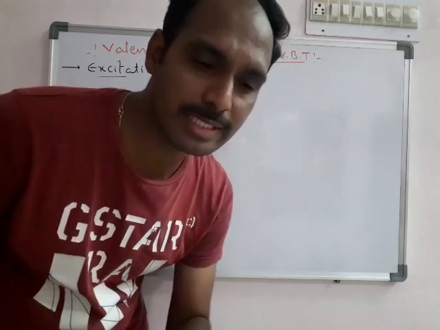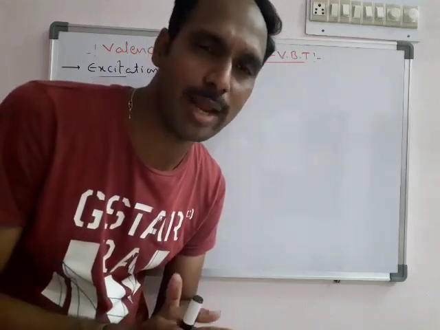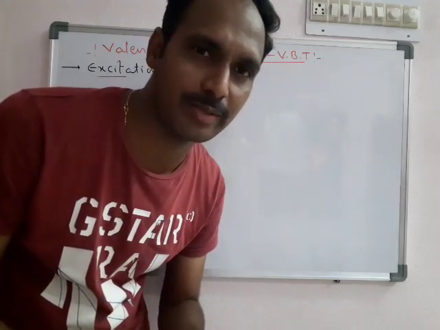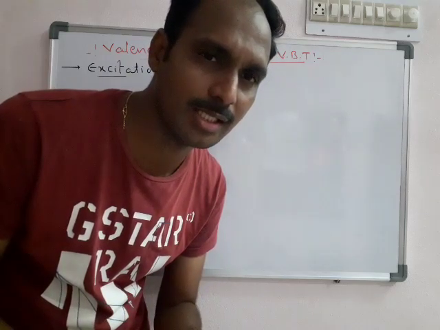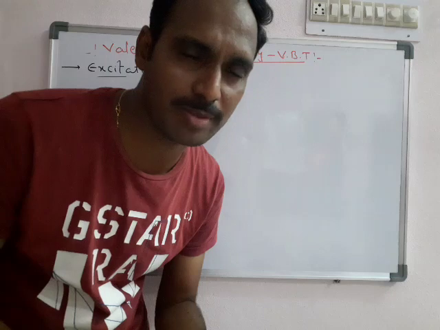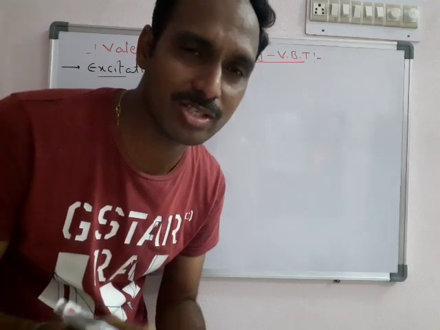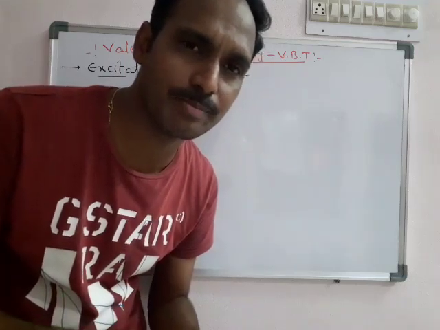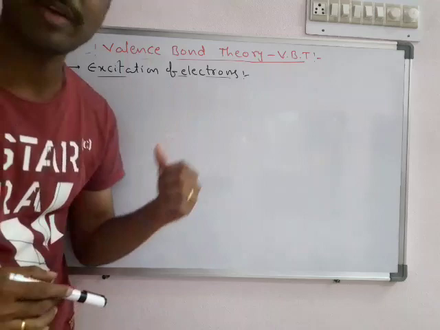So hello, today we discuss some more points of valency bond theory. Yesterday we discussed how the bond formation takes place, the strength of the bond, and the direction of the bond. Now valency bond theory also covers a new concept, that is excitation of electrons.